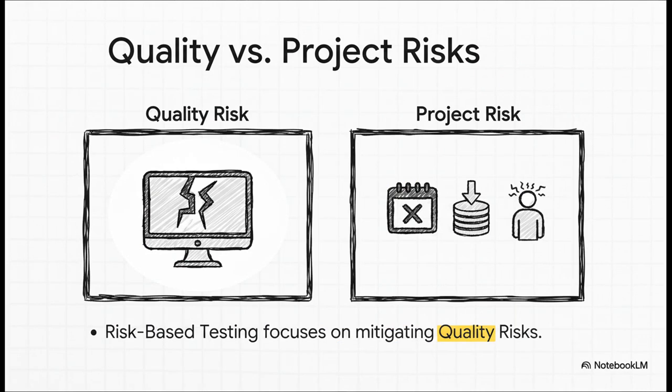Now, this is a really, really important distinction. We have to separate quality risks from what we call project risks. A project risk is something like, uh-oh, our lead developer just quit, or our budget just got slashed. Those are huge problems for sure, but they're about managing the project. Risk-based testing is laser-focused on the quality risks, the things that could actually break the product for the user.